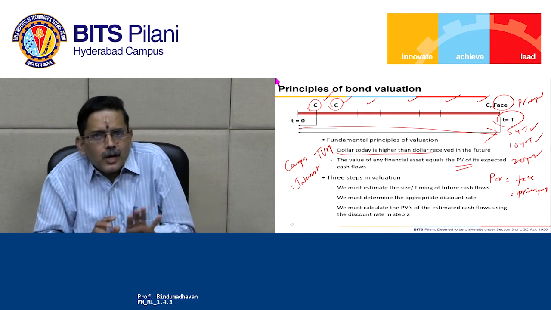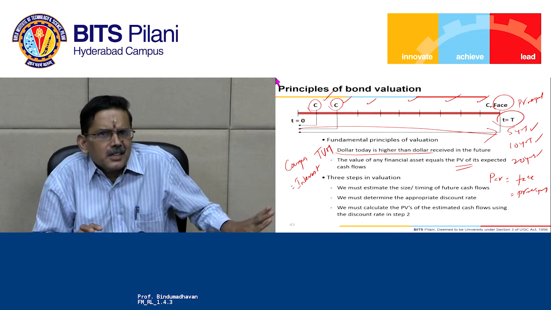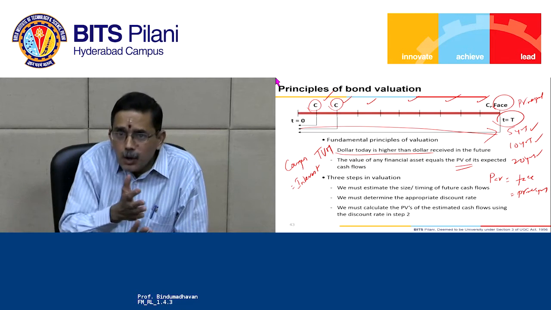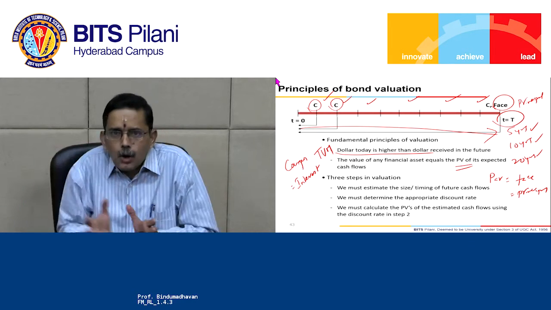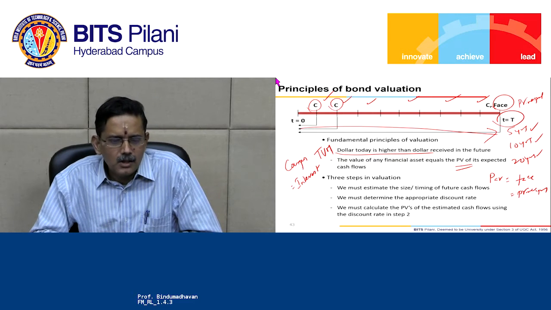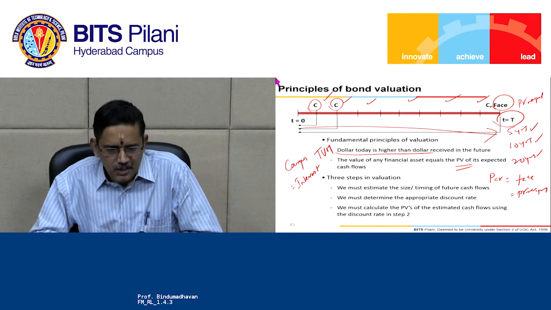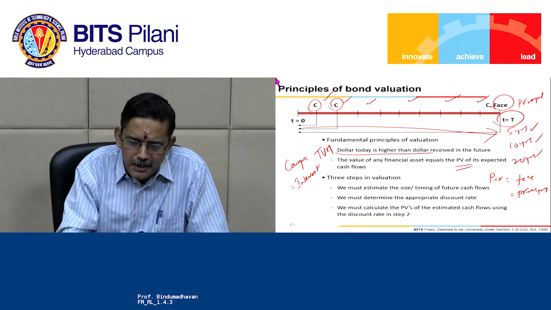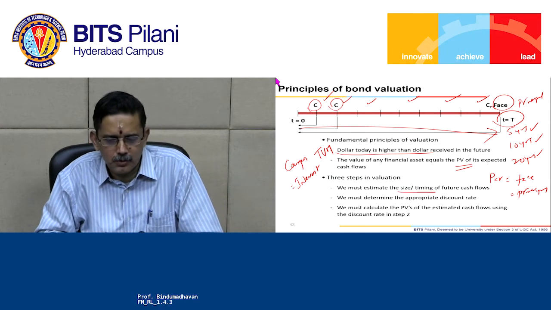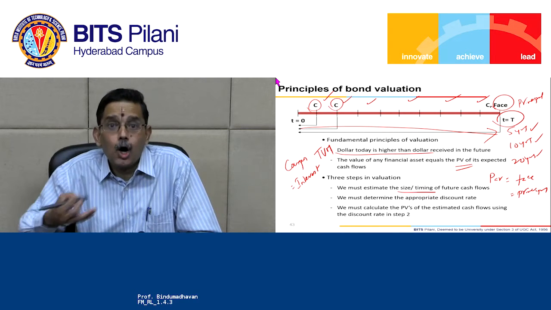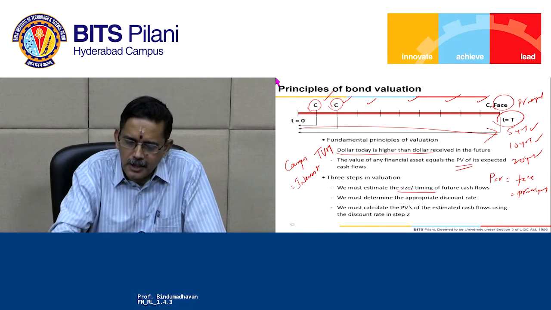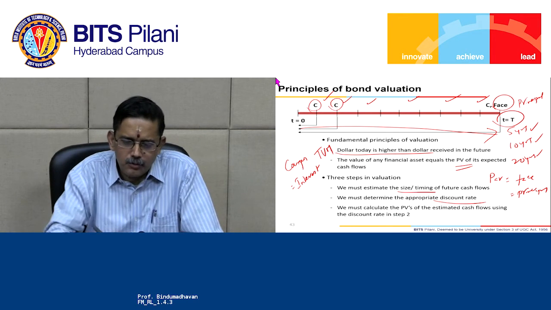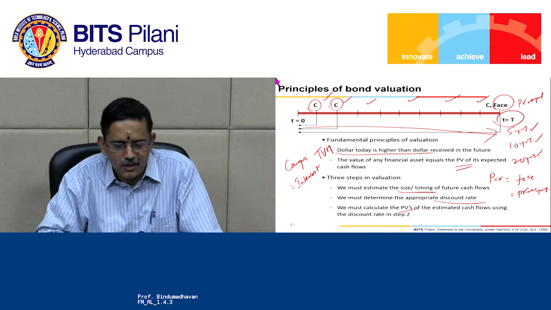We should not look at the past. What it has done in the past is irrelevant. What we are interested in is the future cash flows, and then we discount those cash flows and find the present value. That is how we value any financial asset. So what do we need to do? We need to estimate the size and the timing of the cash flows: when are the cash flows coming and how much? We need to determine the correct discount rate, because we have to discount to present value. And once we know these, we can find the present value.